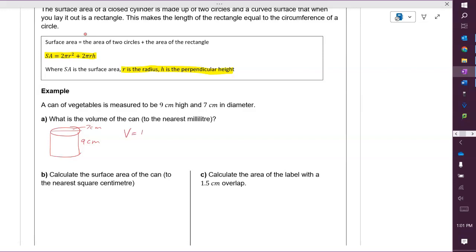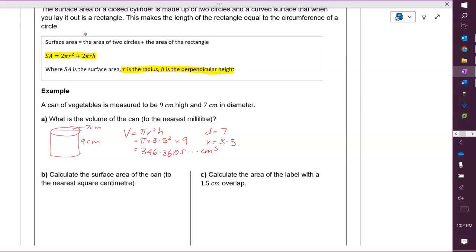So our volume is pi r squared h. Our radius, if our diameter is 7, our radius is half of that, so we get 3.5. So pi times 3.5 squared, and we times it by our height, which is 9. Now this gives us 346.3605, and so on, and that's in centimetres cubed.